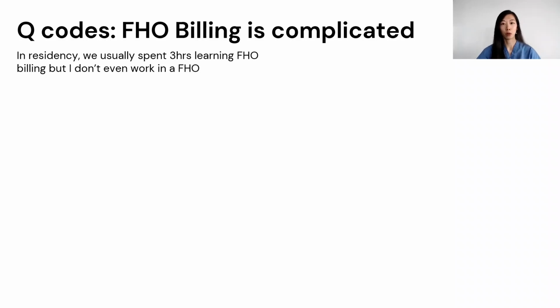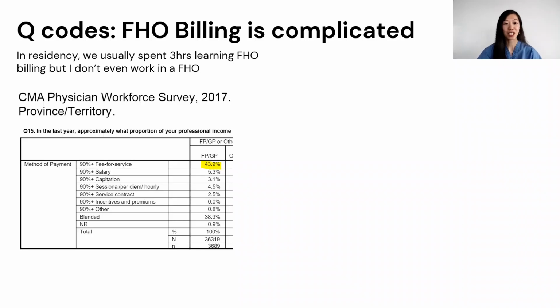When you work in an FHO, you might earn a bit more, but the billing is more complicated. In residency, I remember spending like 3 hours in a billing talk learning how to bill as an FHO. But to be honest, I don't even work in an FHO. Neither of my colleagues work in an FHO. And the majority of family doctors do not work in an FHO either. A lot of the time they work in an FHG or fee-for-service, and FHG is an enhanced fee-for-service model.